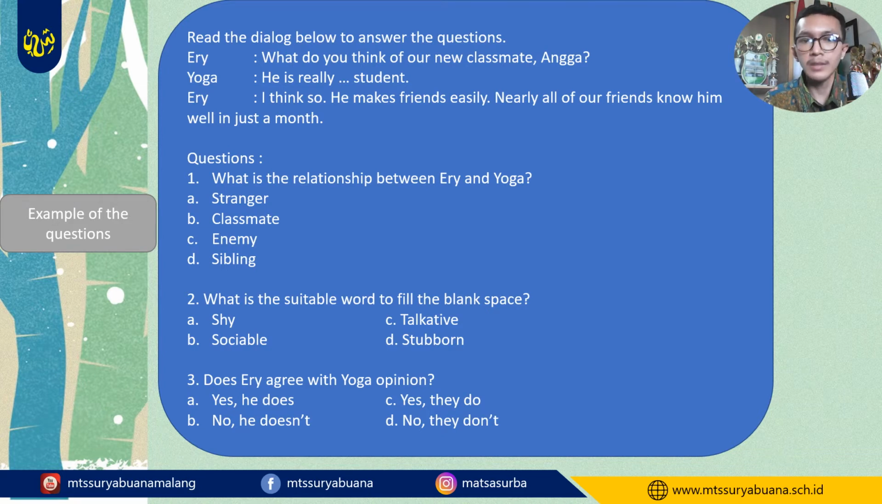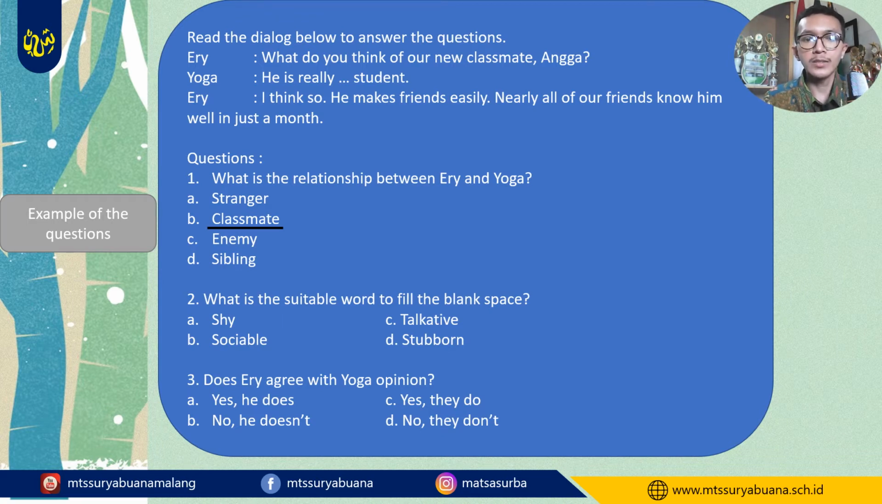And the questions? What is the relationship between Eri and Yoga? A. Stranger. B. Classmate. C. Enemy. D. Sibling. And the answer is classmate. Of course the answer is classmate here because there is a sentence, what do you think of our new classmate? It means that Eri and Yoga are classmates.